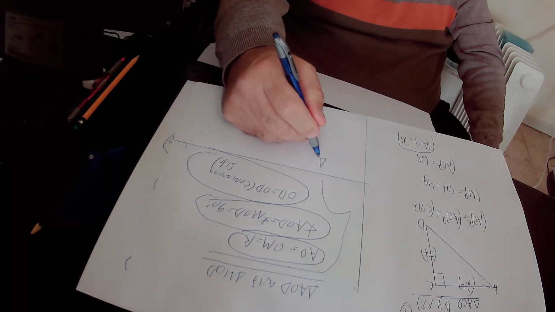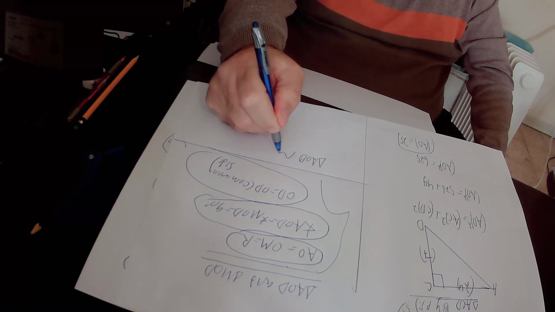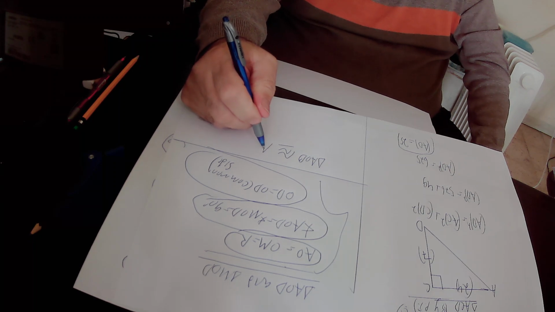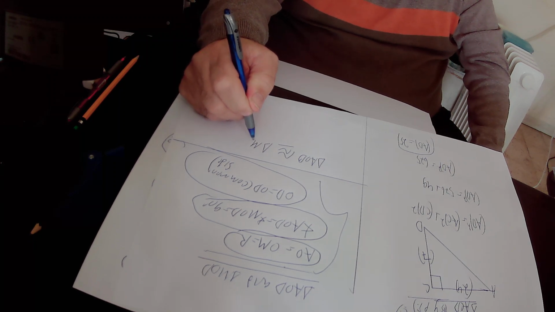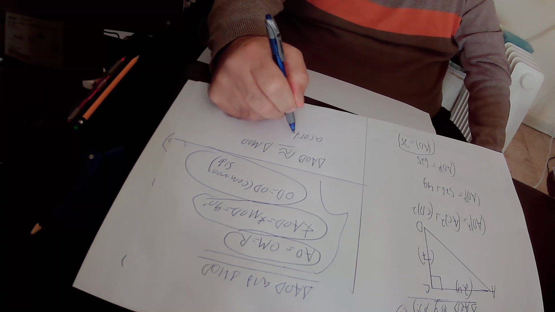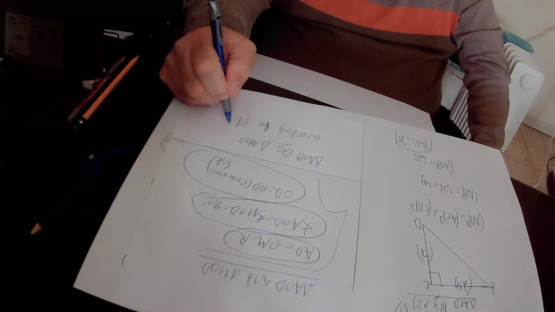Triangle, the green triangle AOD, congruent, this is the sign of congruent, to the white triangle, triangle MOD, according to the side-angle-side rule.